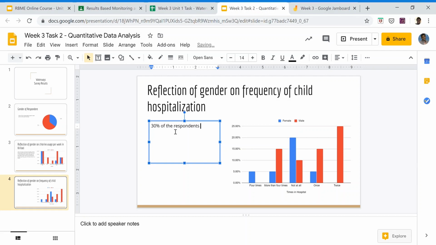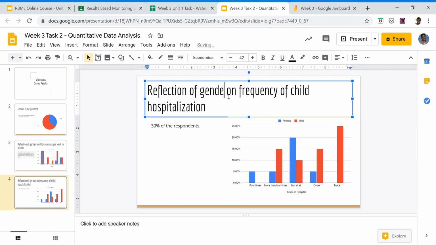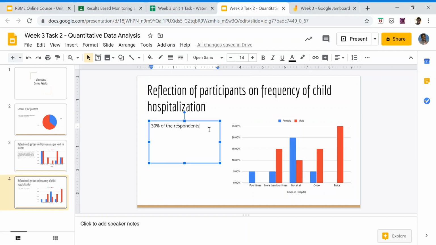So I'm tweaking it. I'm not using male versus female this time around. Let me just put this, so you have to be careful. 30% of respondents said their children did not visit the hospital in the last 2 months.